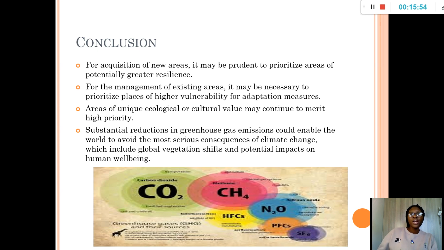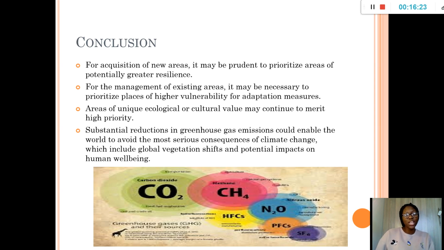In conclusion, for acquisition of new areas, it may be prudent to prioritize areas of potentially greater resilience and to avoid areas of higher vulnerability. For the management of existing areas, it may be necessary to prioritize places of higher vulnerability for adaptation measures because those locations may require more intensive management. Areas of unique ecological or cultural value may continue to merit high priority.